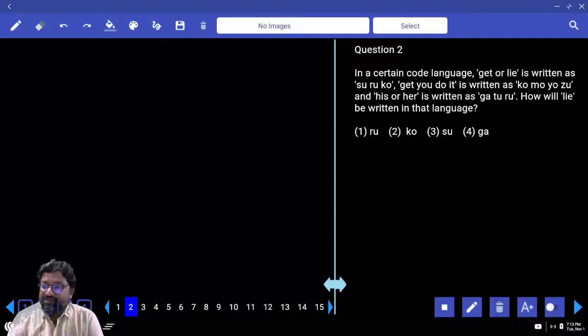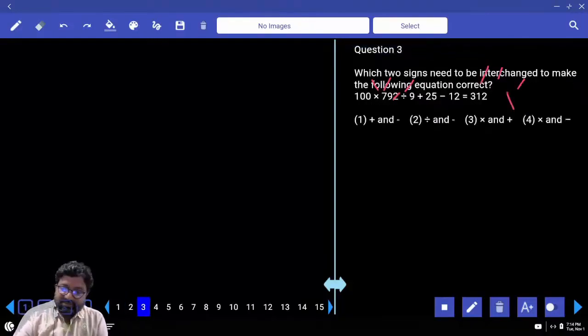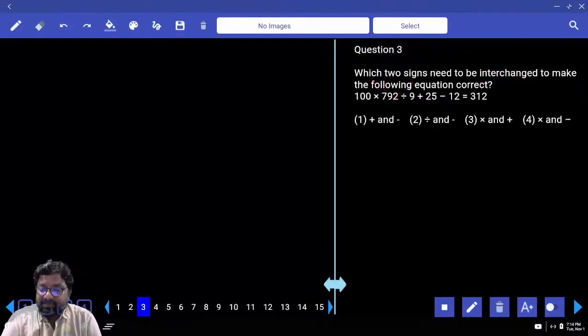Get or lie, get, you, do, it. I see only one word which is common, and that is get and get. So what is that? KO. KO gets cancelled for get. And then or I can see in the third sentence. Or, his or her. GATURU. What is it? RU. So automatically the code for lie is SU. This was pretty easy. Next, this is a question on BODMAS rule.